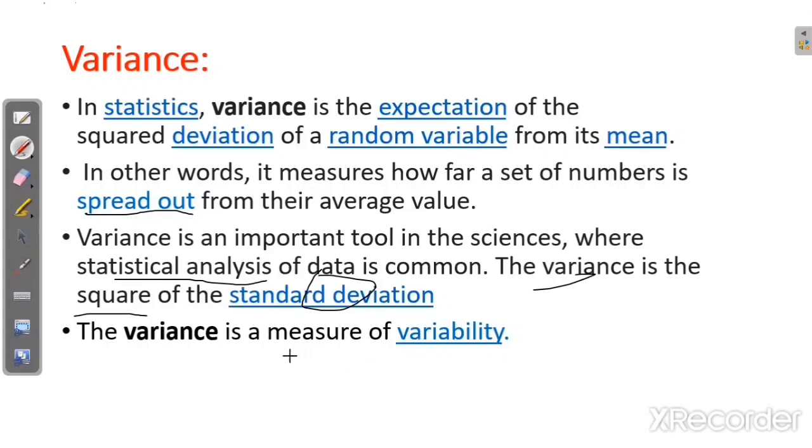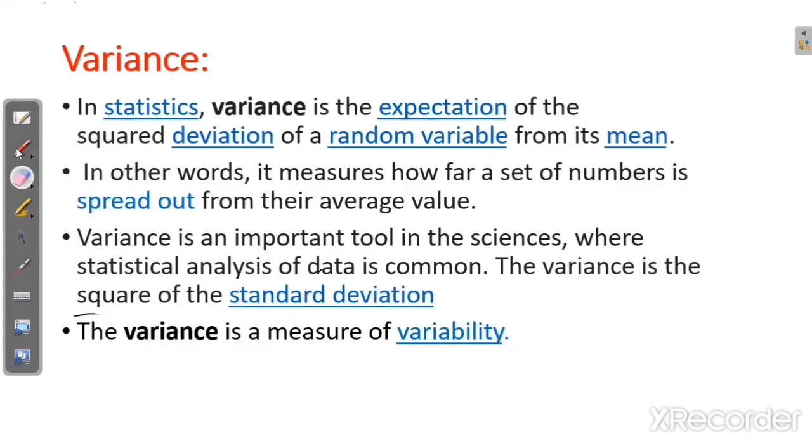If we see the formula, it is the expectation of (x minus mu) the whole square. Mu is nothing but the mean, as we see in the definition itself. So it is the expectation of the squared deviation: a deviation, squared, from its mean value. So that is about the variance.